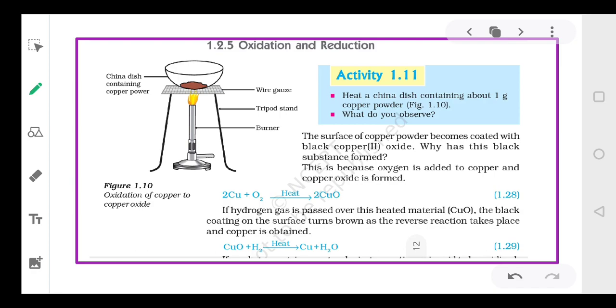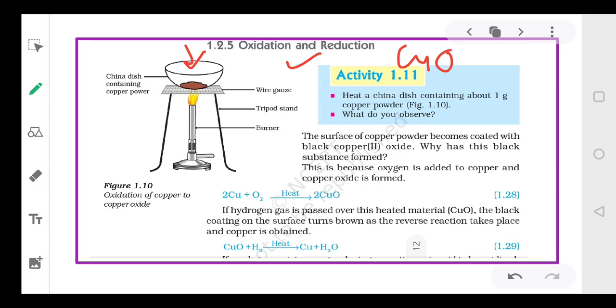Now this is a very important activity, students, and this was generally asked in the board exams. Suppose you have copper oxide. Now when you keep the copper oxide in the china dish, just observe the color. What color is that? It is brownish in color.